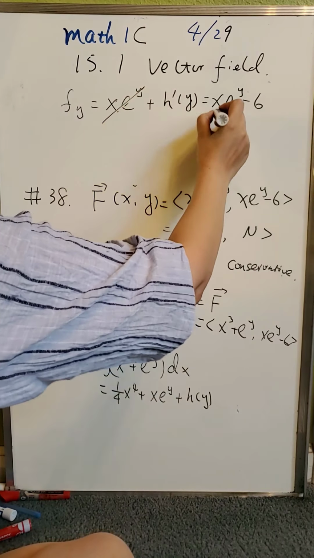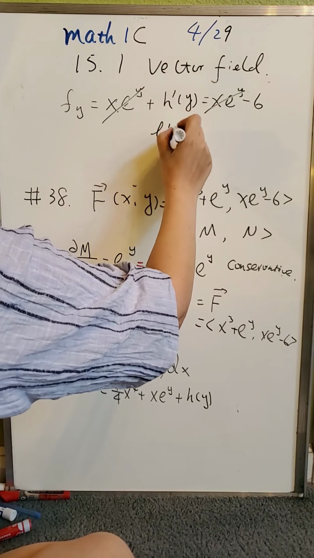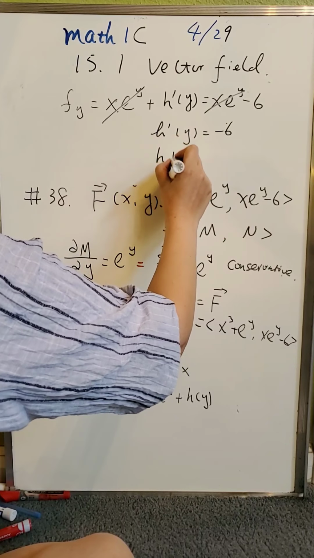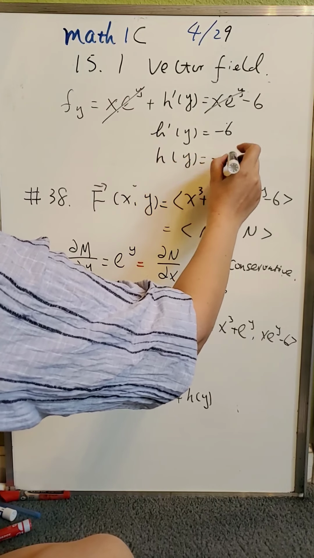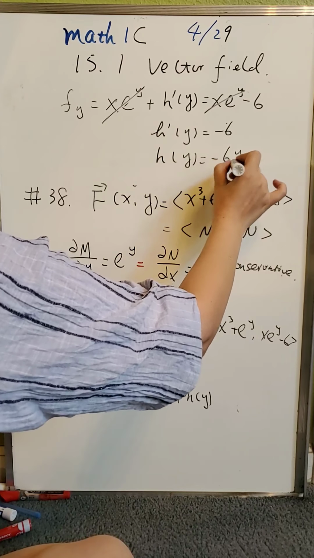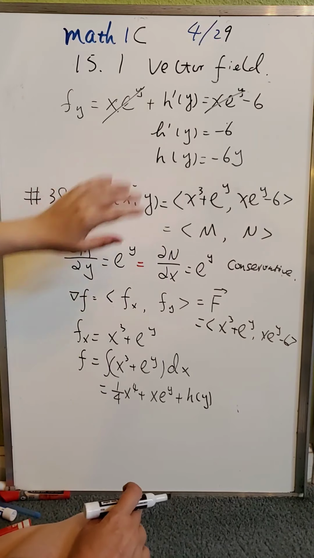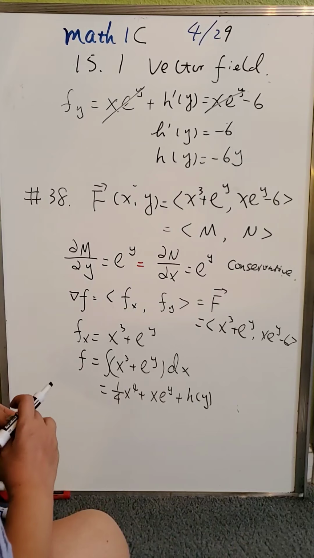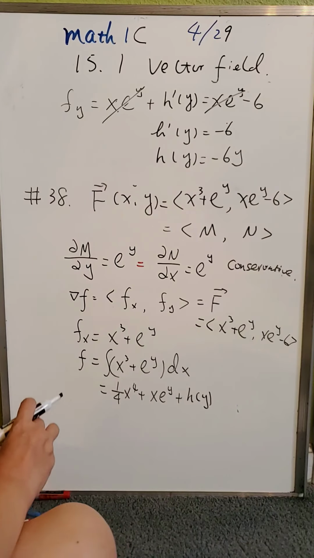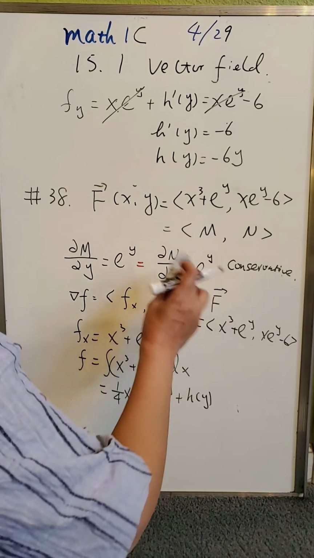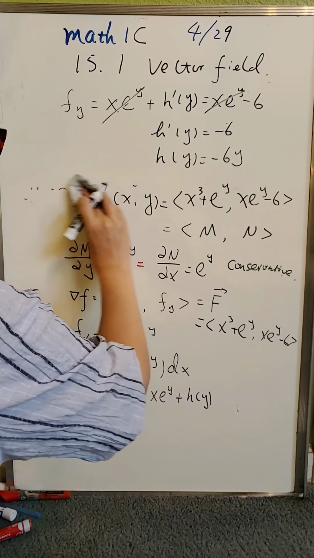And then that cancels, so I have h prime of y equal to negative 6, then h of y will equal negative 6y, okay? And you don't need to put plus c here for conservative, you don't need to do that, instead we do it at the end. So I'm going to erase this part.